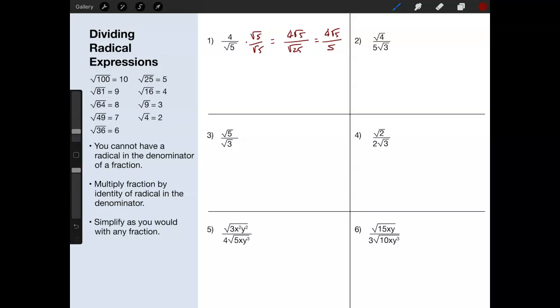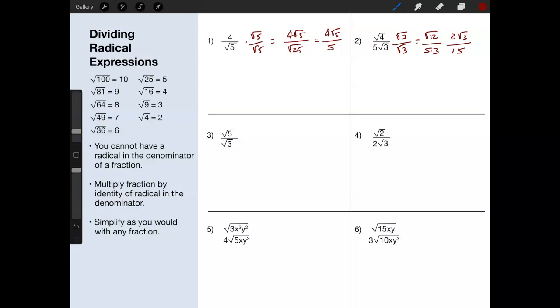For example number 2, we have the square root of 4 over 5 square root of 3. We multiply the top and the bottom by the square root of 3 only. The 5 can remain. And we have 4 times 3, we have the square root of 12 over 5 multiplied by 3. We can simplify the square root of 12 to be 2 square root of 3. 5 times 3 is 15. And our answer here is 2 square root of 3 over 15.